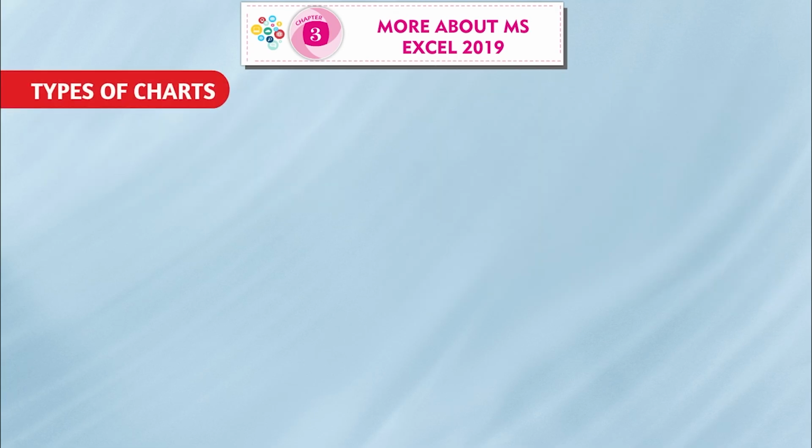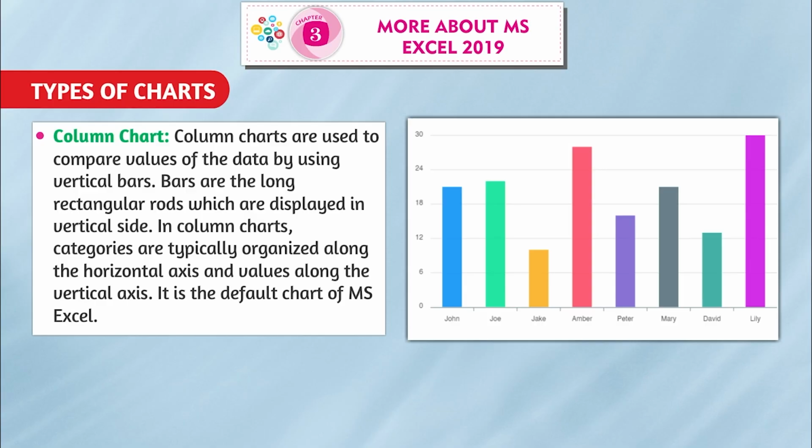Types of chart. Column chart. Column charts are used to compare values of the data by using vertical bars. Bars are the long rectangular rods which are displayed on the vertical side. In column charts, categories are typically organized along the horizontal axis and values along the vertical axis. It is the default chart of MS Excel.